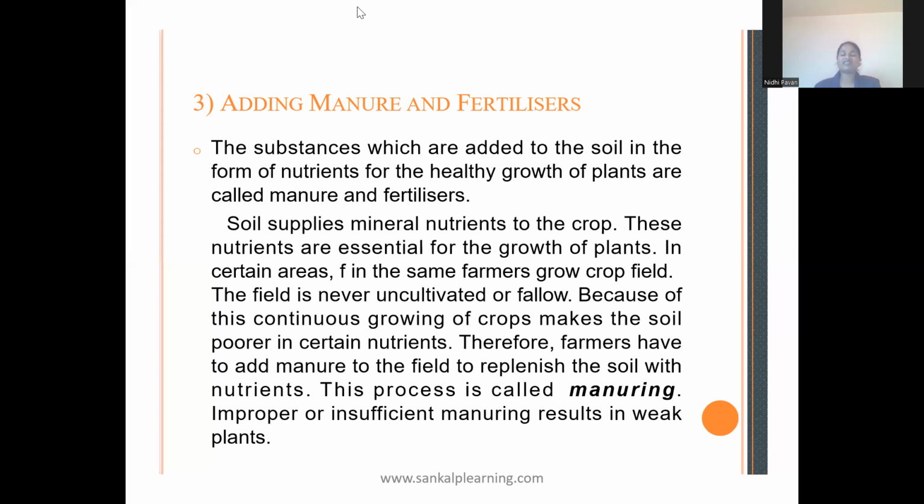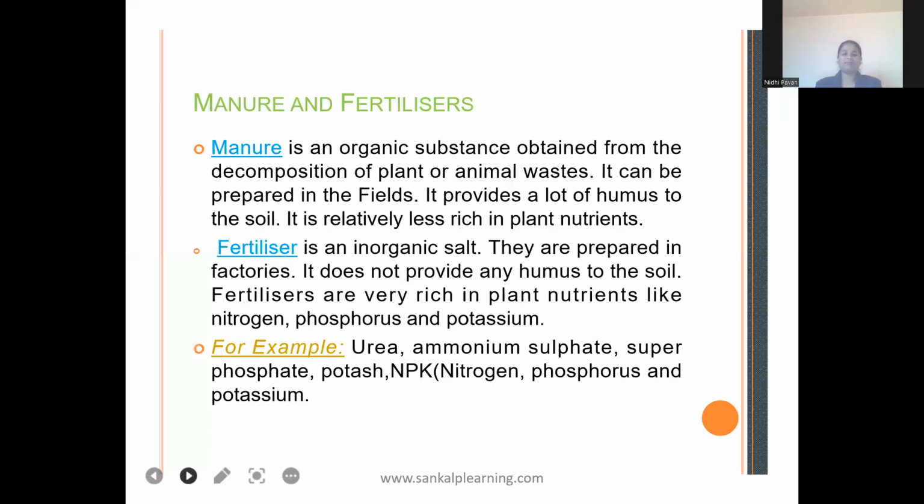If you don't add extra manure or fertilizer, sufficient nutrients are not provided for the crop. So it results in weak plants or weak crops, or we can say poor quality of crops. Now let us learn what is manure and what is fertilizer.